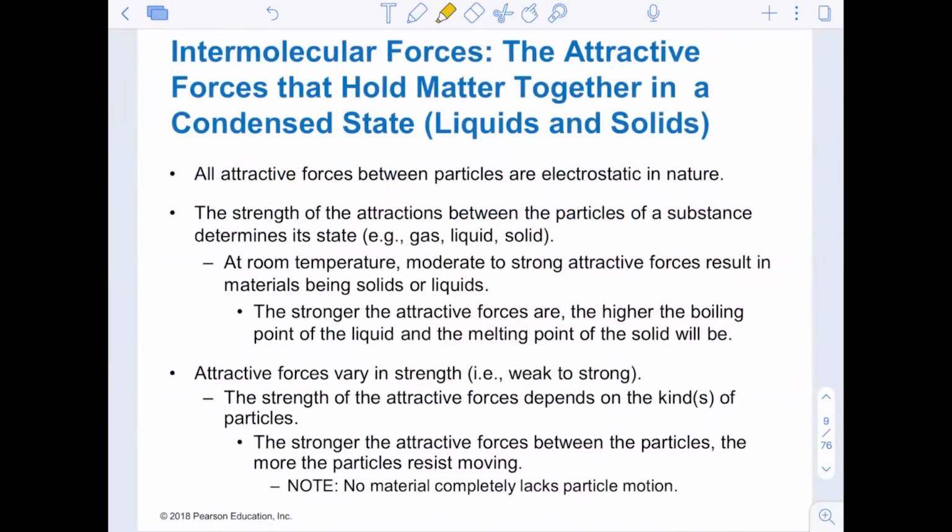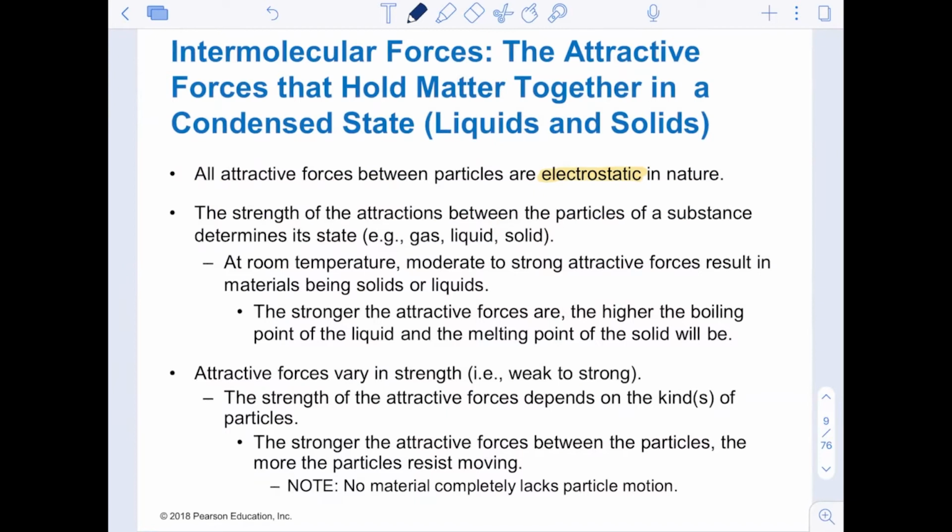All right, so what are intermolecular forces? We've talked now about that they hold this matter together in the condensed state, liquids or solids. And what exactly are they? Well, they are an electrostatic attraction that exists in nature. And the strength of that electrostatic attraction between particles of a substance is what is going to determine whether the particles are held far apart in gases, closer together in liquids, or even closer together in solids.